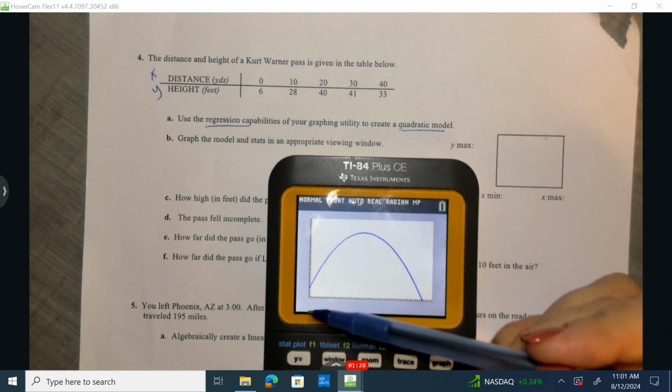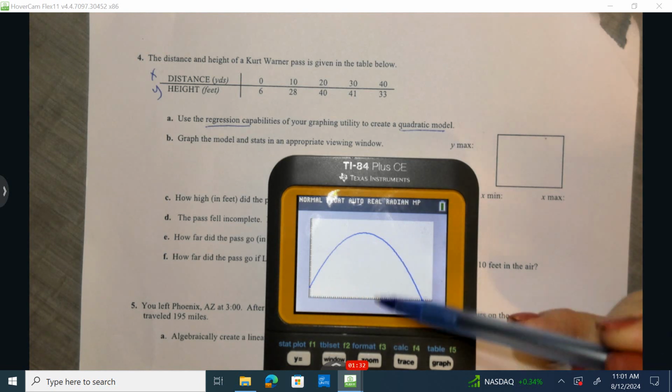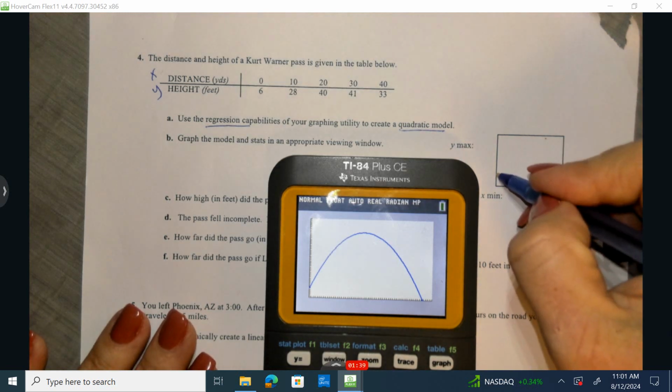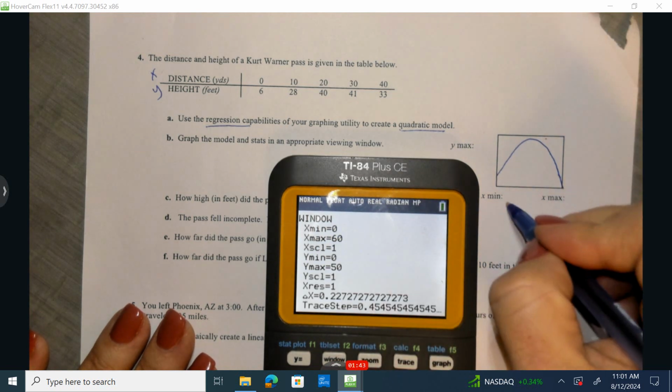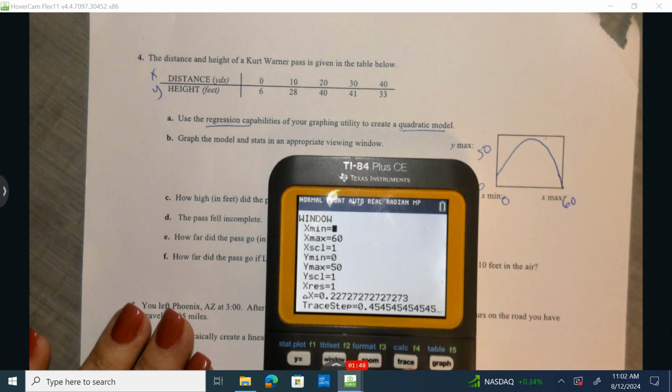Okay, so again, this is Kurt Warner. The ball is passed. This is how far it is above ground, and this is the distance the ball is from Kurt Warner horizontally. So we're going to graph this picture, and then I'm going to go to Window, and I'm going to set it so this is my 0 to 60 and 0 to 50. Yours might be slightly different.